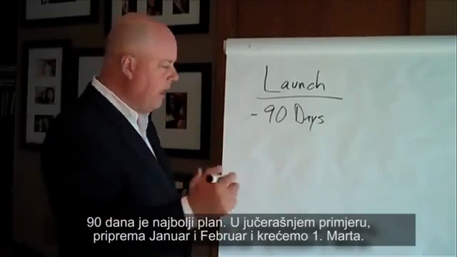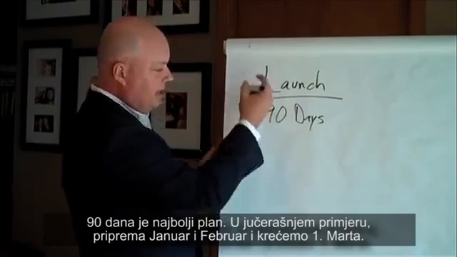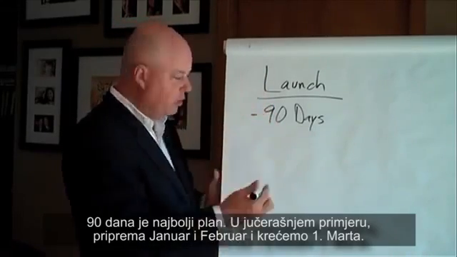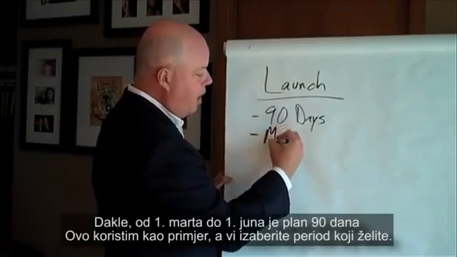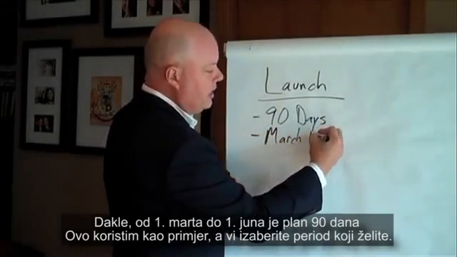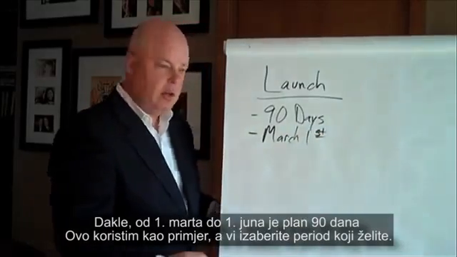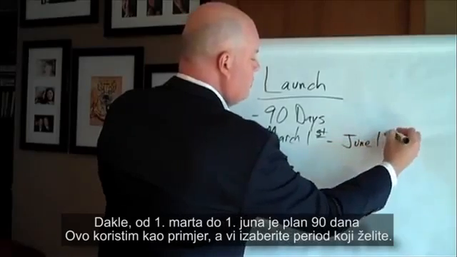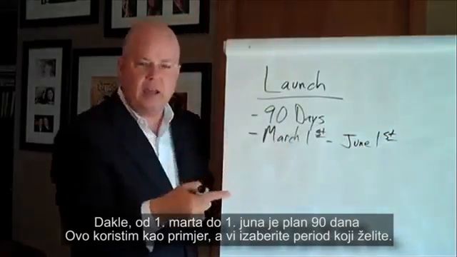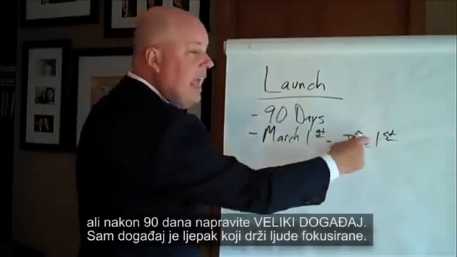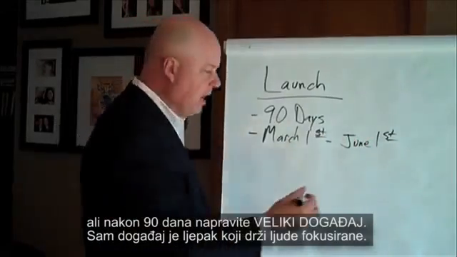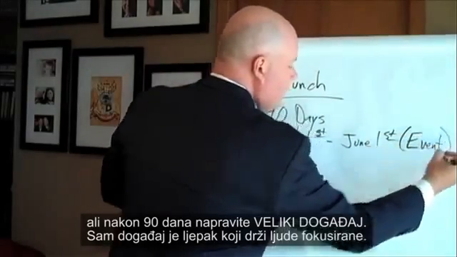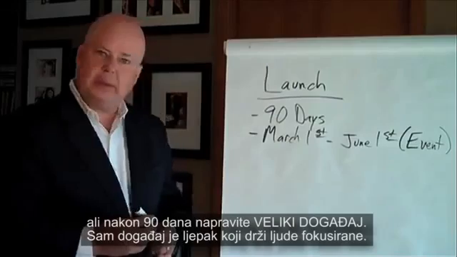The best 90-day game plan starts, like in our example yesterday, where we had pre-launch of January and February, launching March 1st. Starts March 1, or I'm just using that as a placeholder. Ends something like June 1st. Pick your month, pick your day, but 90 days. But at the end of the 90-day period of time, you do a big event. The event is the glue that keeps people focused.